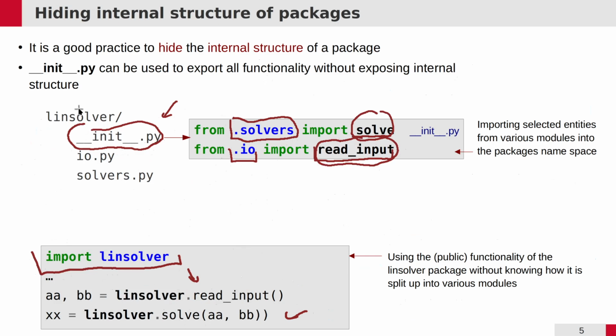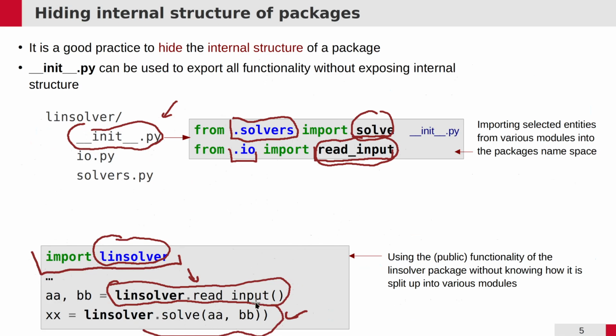Both of these imported names will be in the namespace linsolver. So basically, if I'm just using linsolver and dot, I can directly access the name. So you will see I have here now just linsolver.read_input, and again also downstairs linsolver.solvers.solve. And this is super cool because I can hide the internal structure of my package.